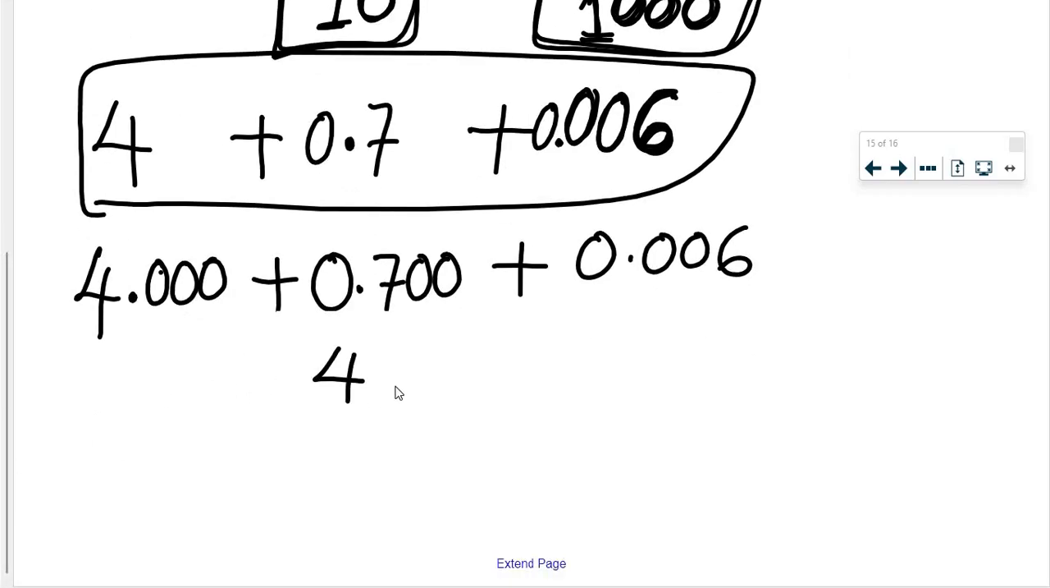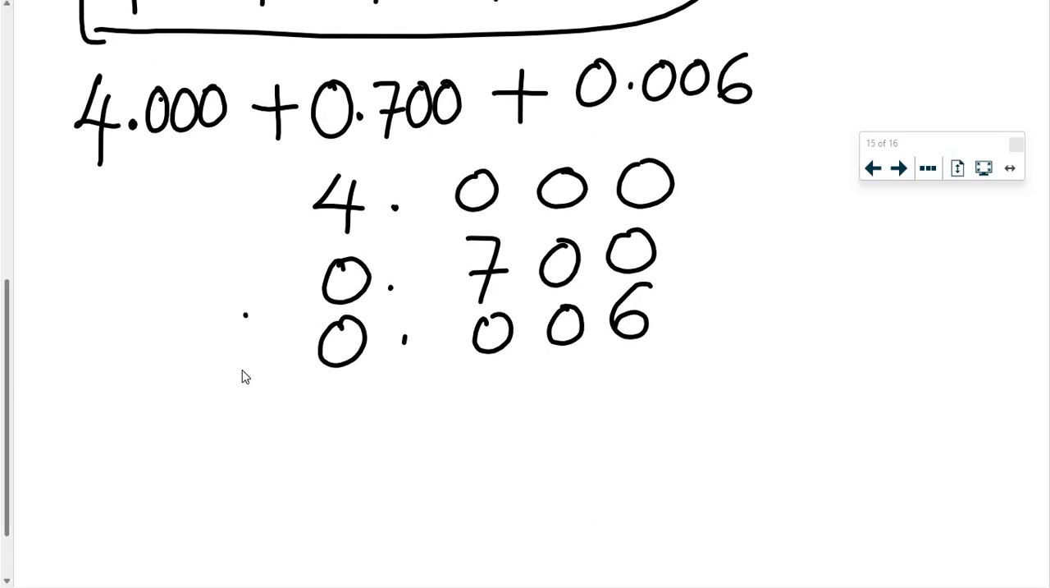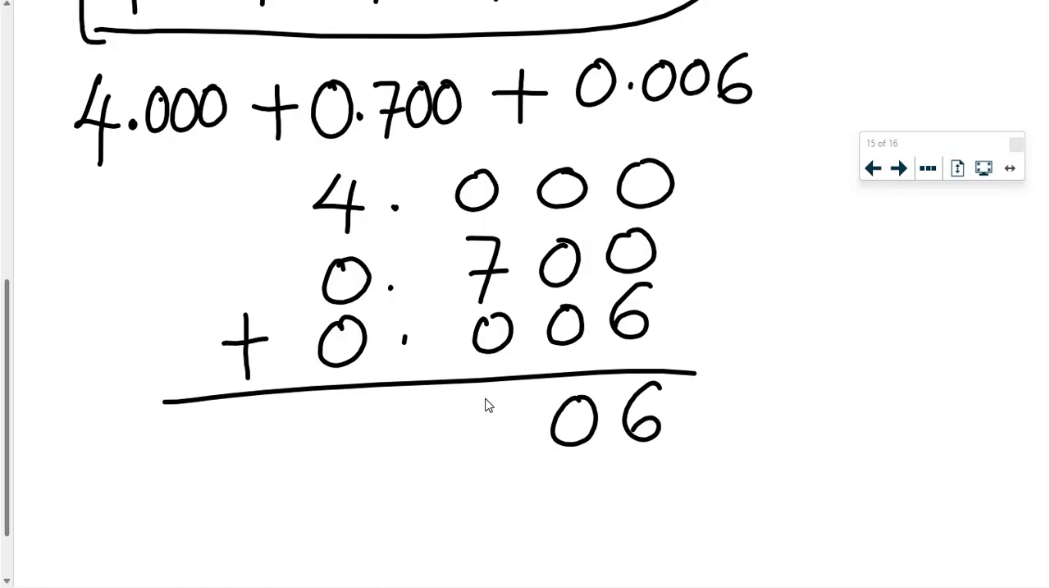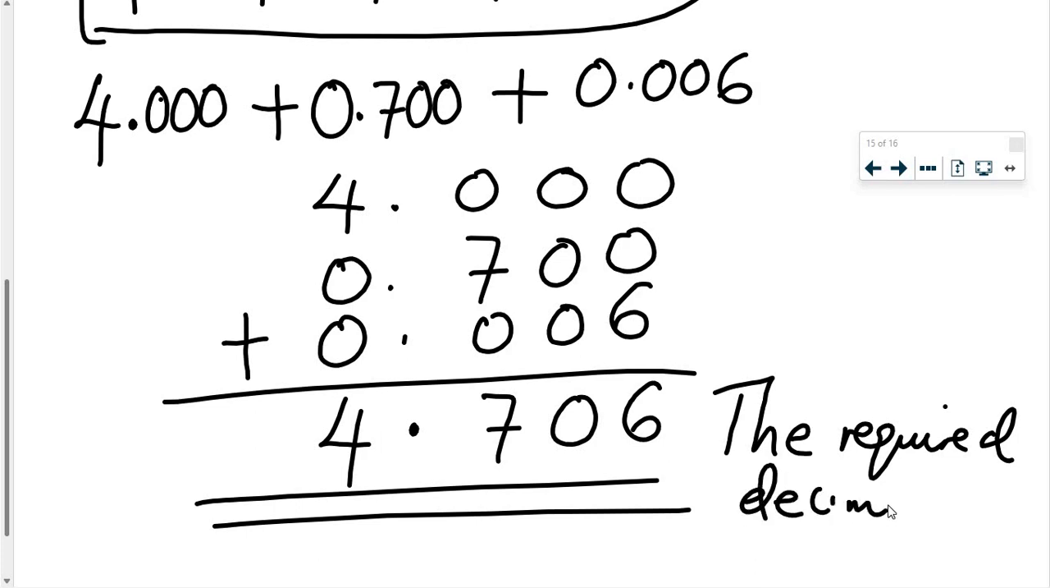How do we do this? Arrange vertically: 4.000, 0.700, 0.006. Now, upon adding, you have 4.706. This is the required decimal number. This is the required decimal number. And that is your final answer.